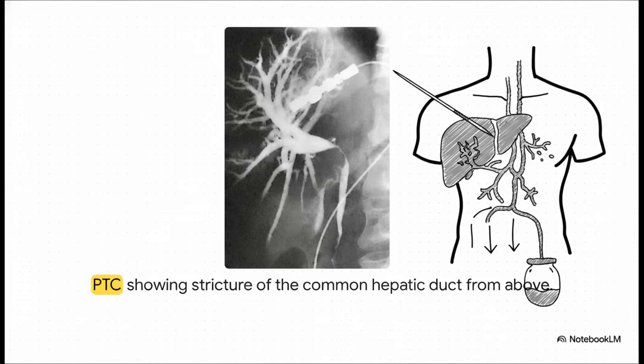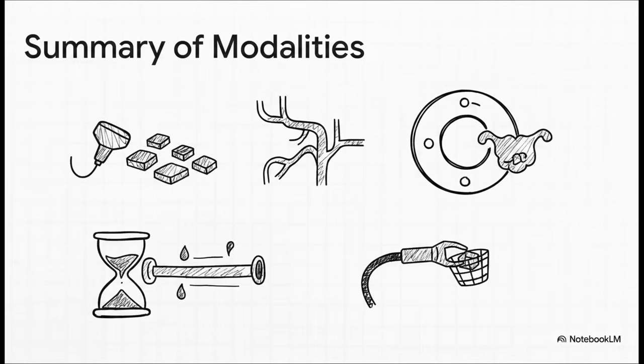Under imaging guidance, a long, slender Chiba or Accurate needle is passed directly through the skin, right into the liver substance itself, and straight into an intrahepatic bile duct. This establishes drainage from above, completely bypassing the stricture, and it allows us to leave a catheter in situ to decompress the liver. So the crucial takeaway here is knowing exactly which tool to reach for.